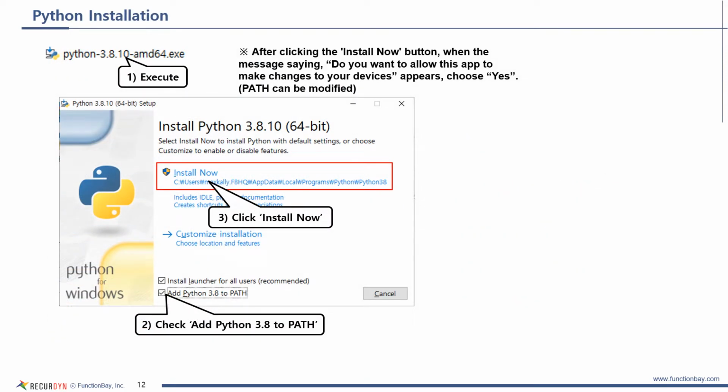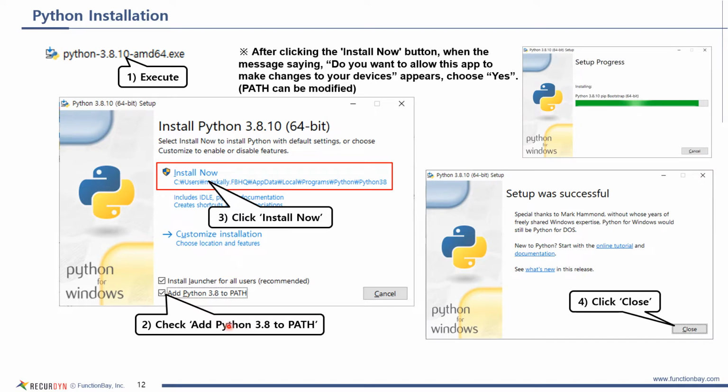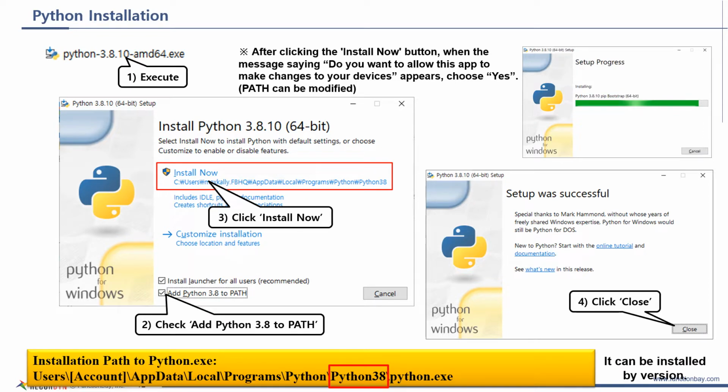When executing the downloaded file, the Setup window appears. Check the Add Python 3.8 to PATH option and click Install Now. When the installation is complete, click the Close button. The last important thing is to remember the installation path of Python. Python is installed in this path: Users, account, AppData, Local, Programs, then Python. If the installed version is Python 3.8.10, it will be installed in the folder called Python38.